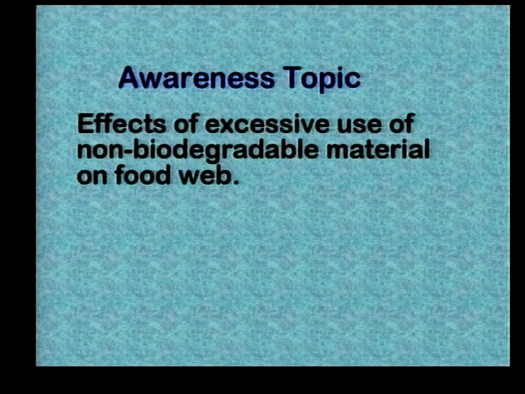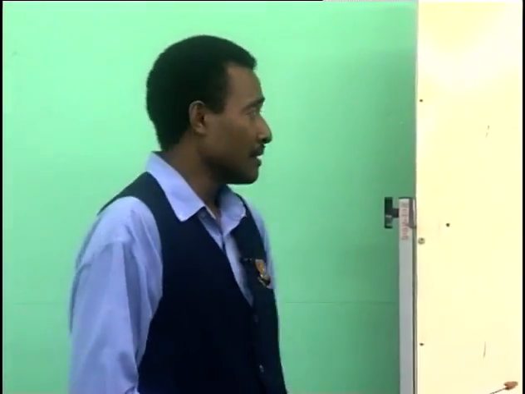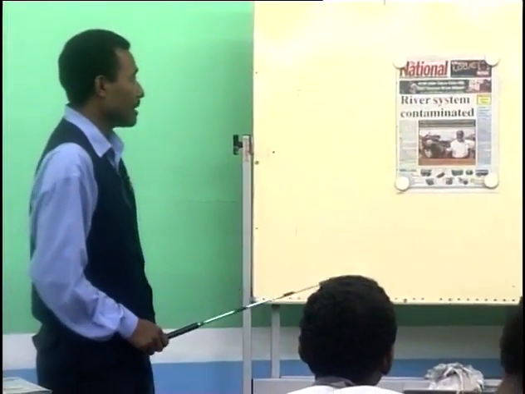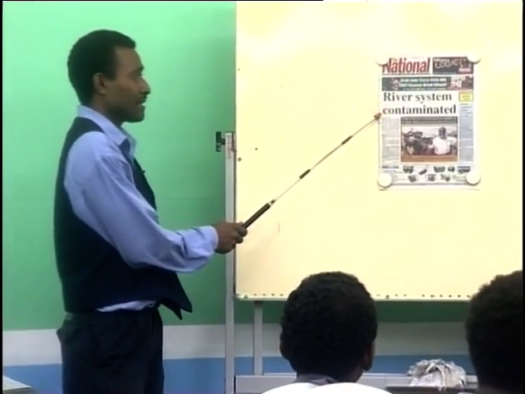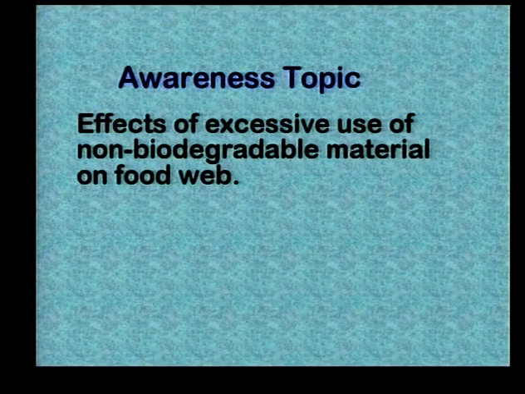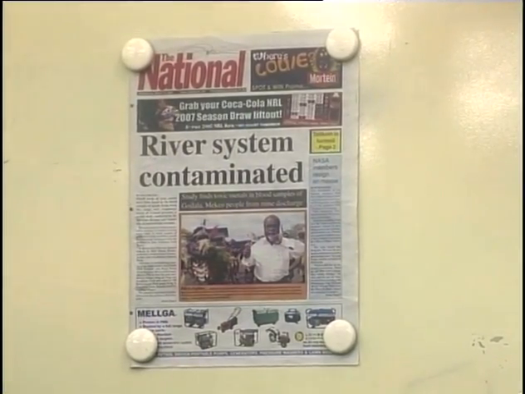Before I allow you to carry on this activity, where you will actually go out and do some awareness, first of all, we will have to look at something that has appeared in today's newspaper. When we're talking about this topic, this is a very serious issue. On today's newspaper, the front page shows river system contaminated. When we talk about contaminated, we are talking about the river system being polluted or poisoned.